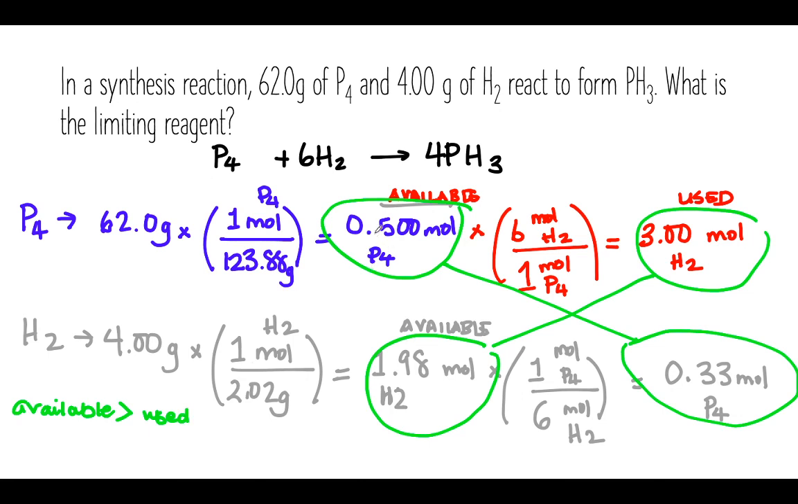So P4 has 0.5 available and 0.33 used. So that has available more than used. P4 is the excess reagent. Which one has used more than available? So available for H2 is 1.98. Used for H2 is 3.00. So that means that H2 is the limiting reagent. And that's it. That's how you'd find the limiting reagent using our second method.